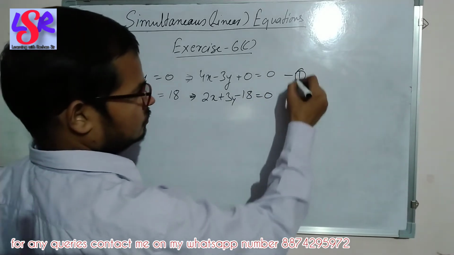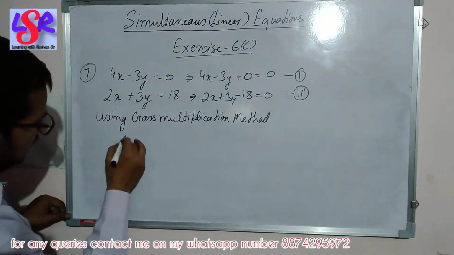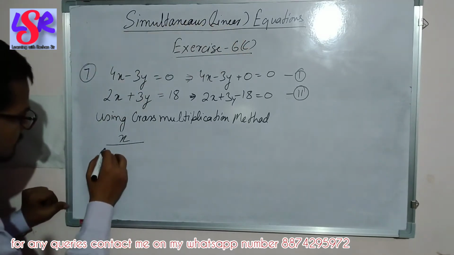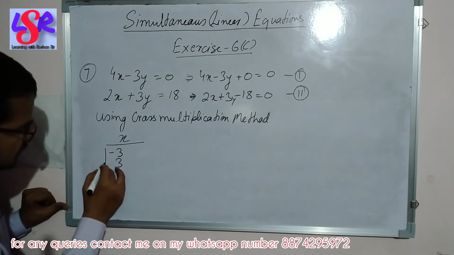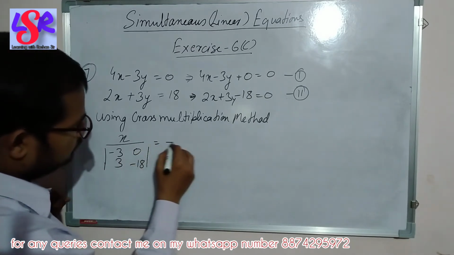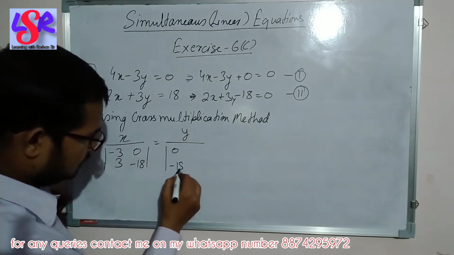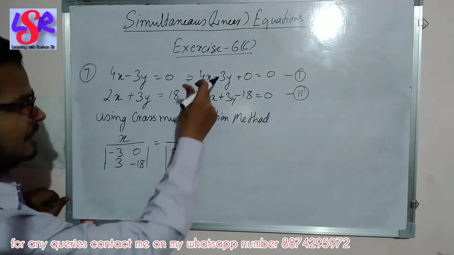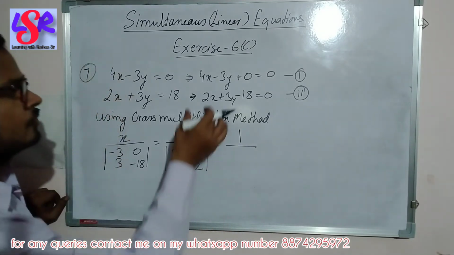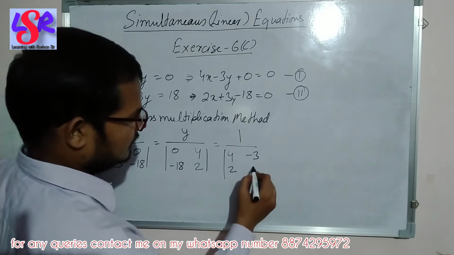This is our first equation and this is the second equation. Now using the cross multiplication method, we get x upon coefficient of y and constant, that is minus 3 over here 3, then 0 and minus 18. Then y upon coefficient of constant, that is 0 and 18, and then coefficient of x, that is 4 and 2. And this will be equals to 1 upon the coefficient of x and y, that is 4 and 2, and then minus 3 and 3.